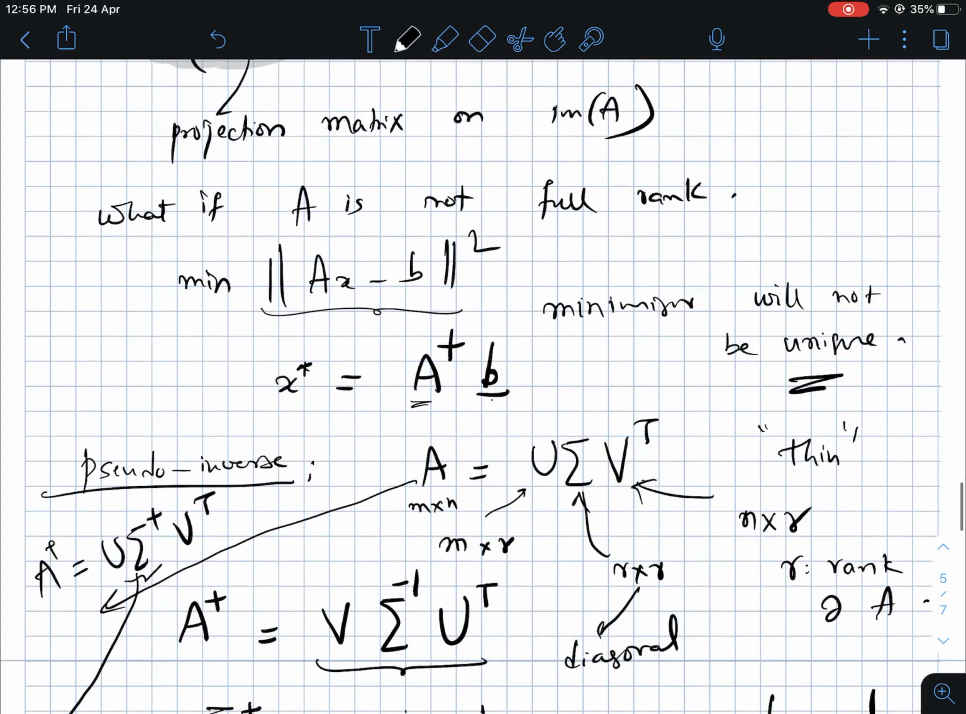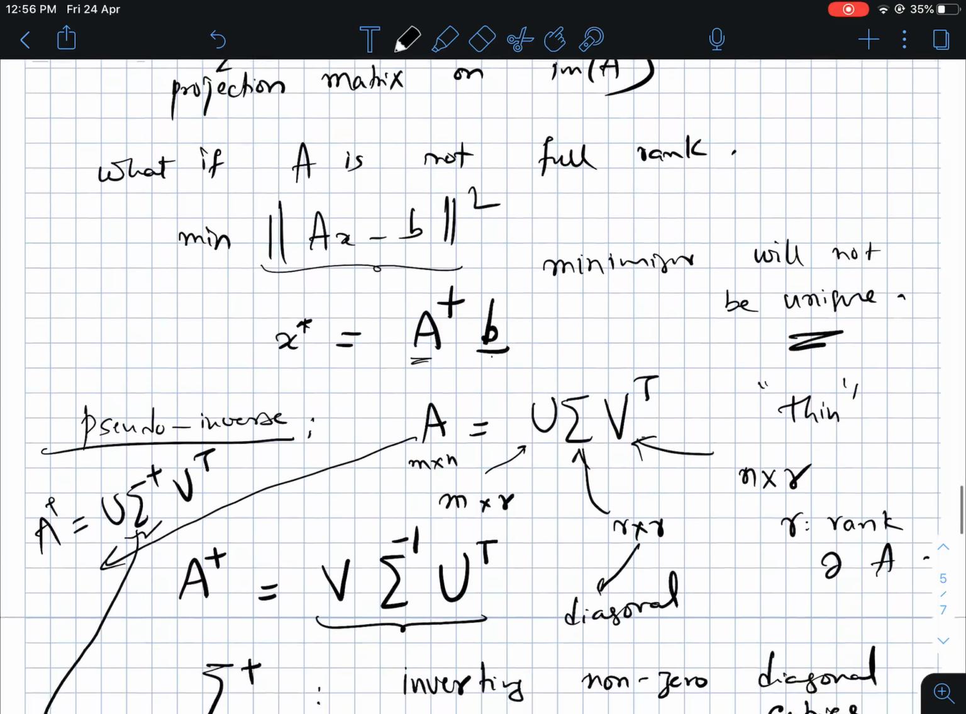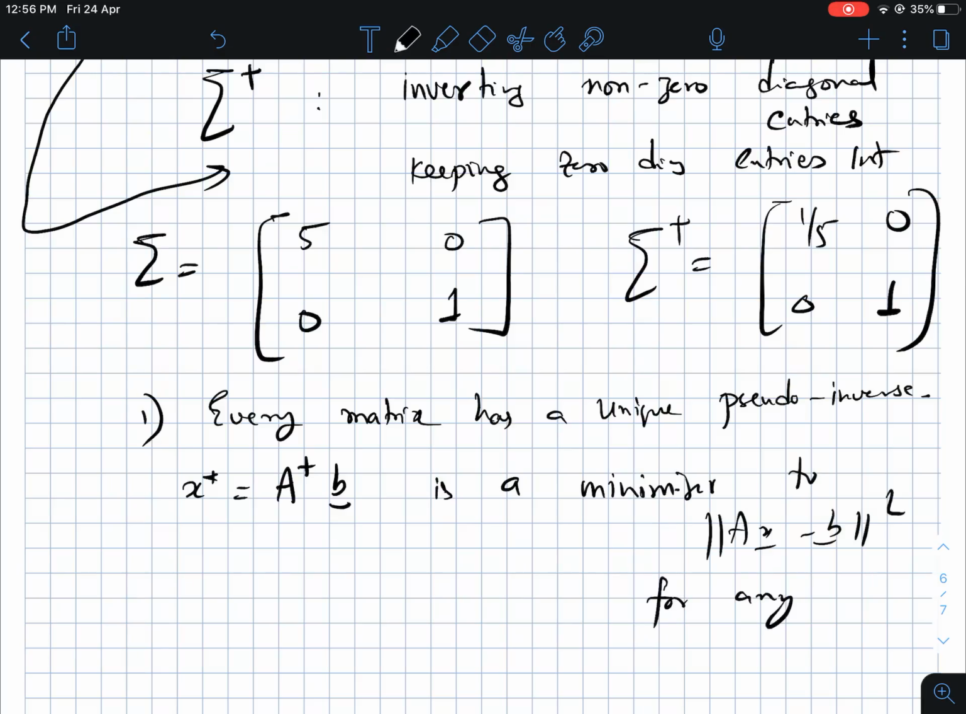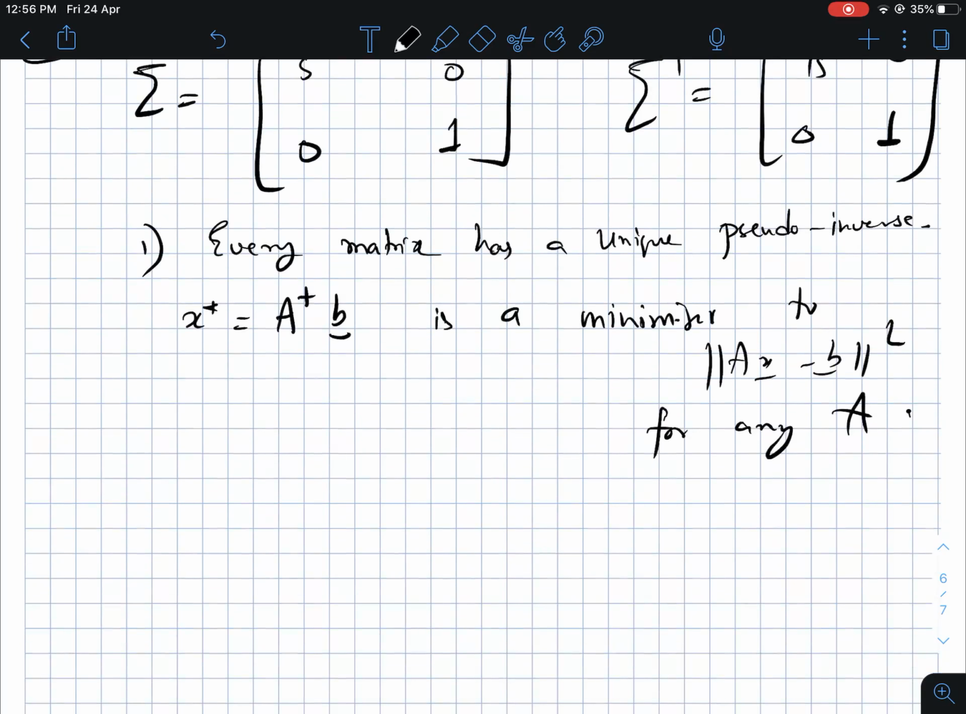So why the pseudo inverse? The pseudo inverse actually solves the least squares problem irrespective of whether A is full rank or not. So x star equal to A pseudo inverse B is a minimizer, though it may not be unique, of the norm of Ax minus b squared, for any A. I'll expand on this in a minute. In particular, when A is not full rank, this is how you will find the solution to least squares.